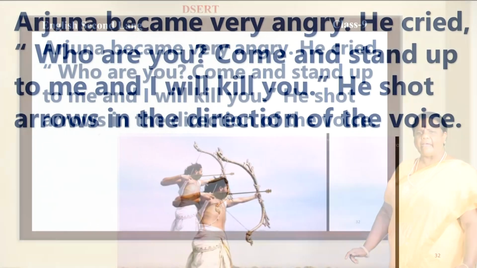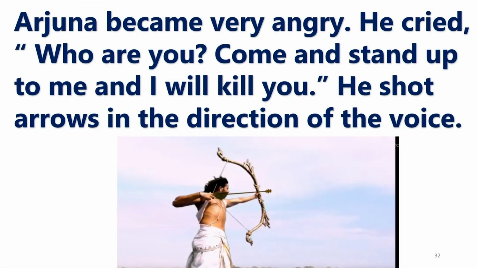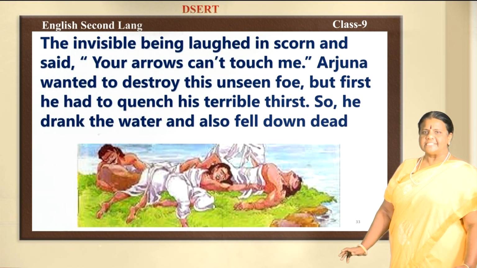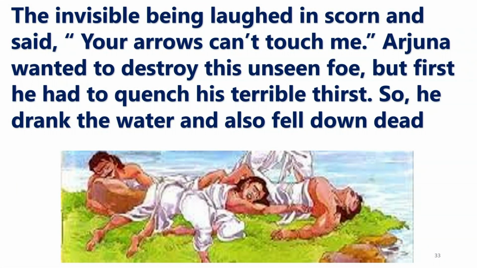Arjuna became very angry. He cried, "Who are you? Come and stand up to me and I will kill you." He shot arrows in the direction of the voice. The invisible being laughed in scorn and said, "Your arrows can't touch me." Arjuna wanted to destroy this unseen foe. But first he had to quench his terrible thirst, so he drank the water and also fell down dead.